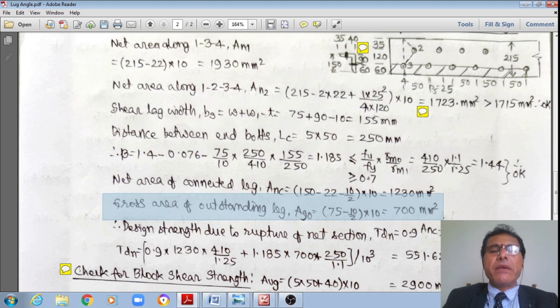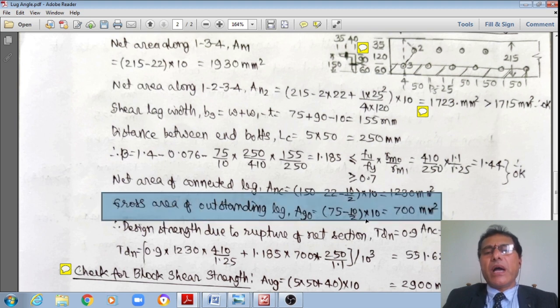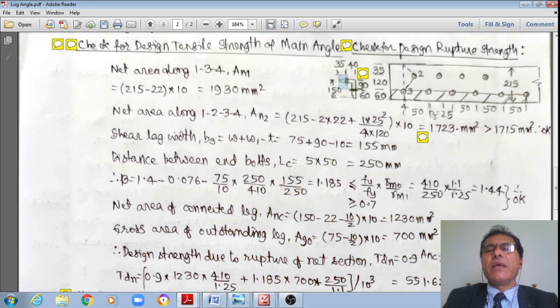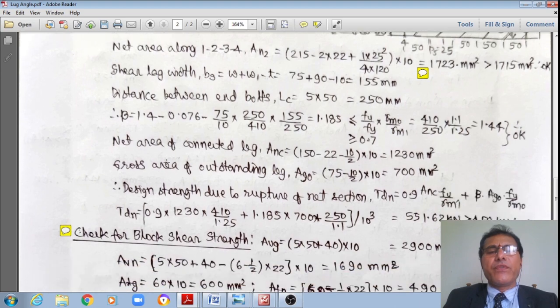Sorry, I am taking that as a gross area itself, student, without any puncture, right? Therefore, 75 minus half the thickness, 70 multiplied by 10, 700 mm square, is the gross area of this outstanding leg. Though there is a bolt hole provided, the code says that it should not be considered. Gross area should be considered as the net area. Therefore, net area itself is the gross area, right?